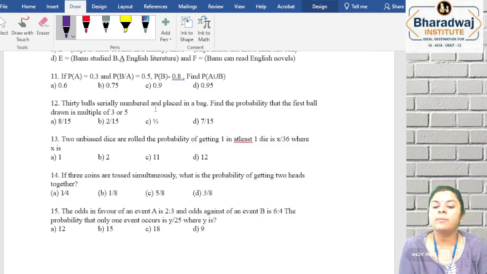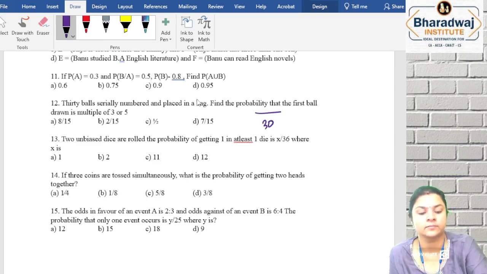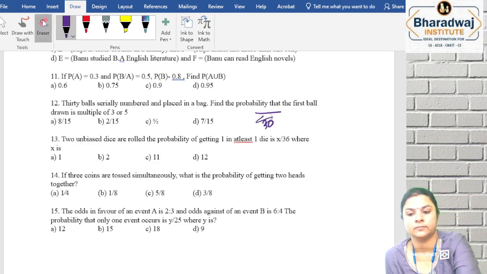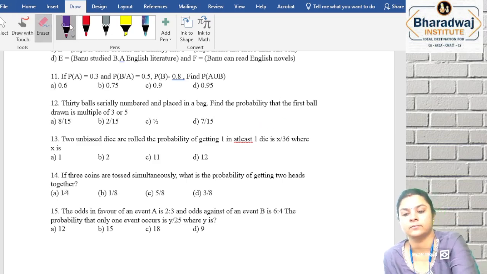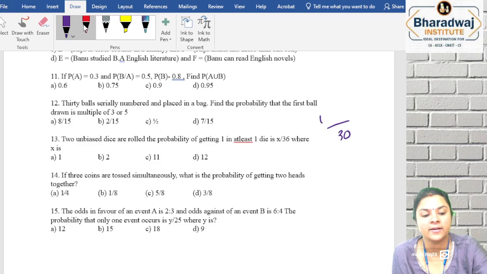12th one. 30 balls are serially numbered and placed in a bag. Find the probability that the first ball drawn is a multiple of 3 or 5. So one ball is drawn. That ball has to be a multiple of 3 or 5. Totally there are 30 balls. So multiples of 3, how many are there? 10. Multiples of 5, 6.